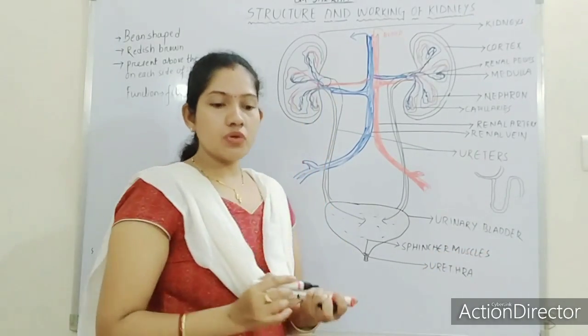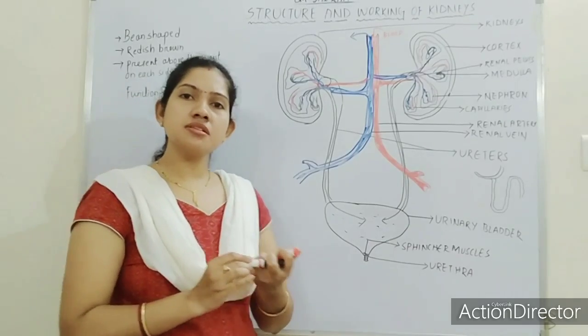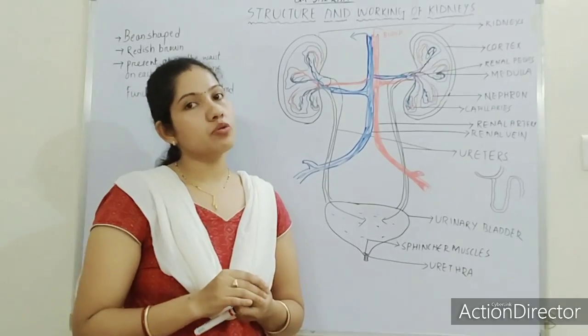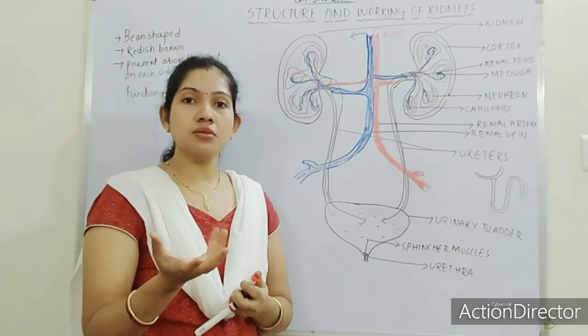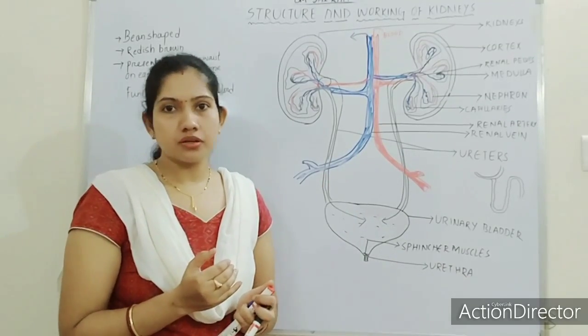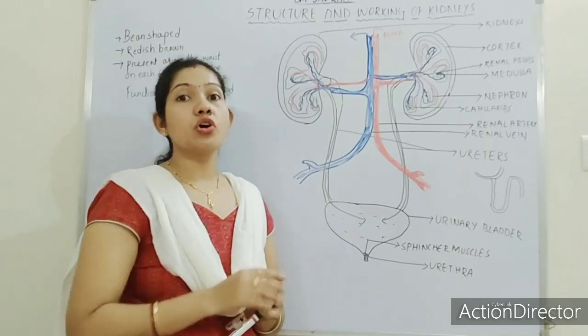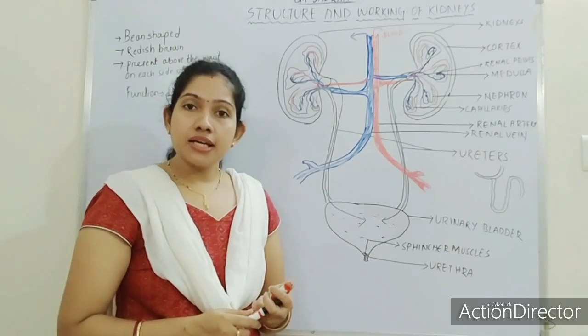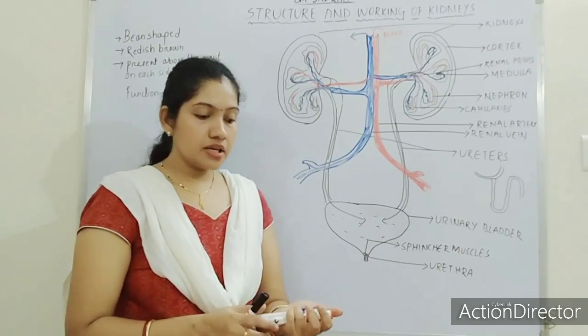Okay, so what is the work of sphincter muscles? Sphincter muscles help in the easy flow of urine out of the body. The relaxation of sphincter muscles helps in the easy flow of urine out of the body. Okay, so this is only the working of the kidney, how it filters blood.